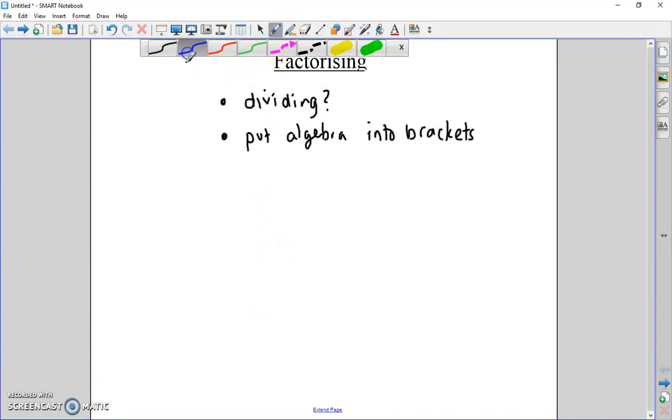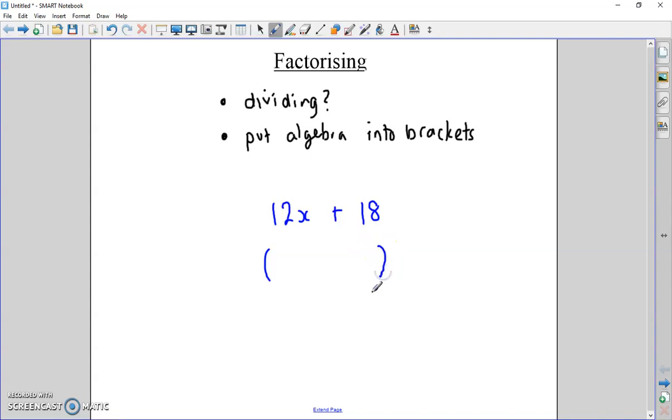So if we look at an example then, nice and easy one to start us off. If we had 12x plus 18 and I wanted to put that into brackets, I've got to find something that 12 and 18 can both be divided by. Now there's lots of things that 12 and 18 both divide by. Factors, common factors. 1 is a common factor. 2 is a common factor, 3 is a common factor, but the highest common factor, and that's what we're looking for, the highest common factor is 6.